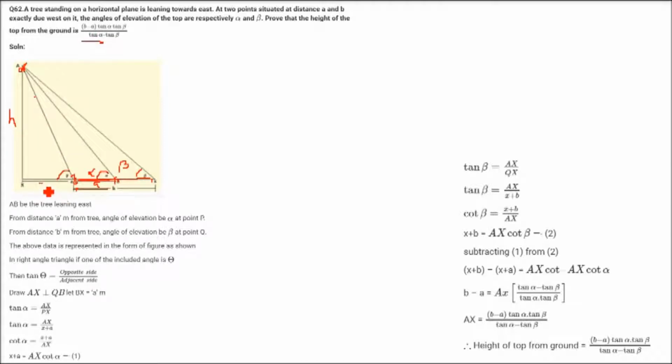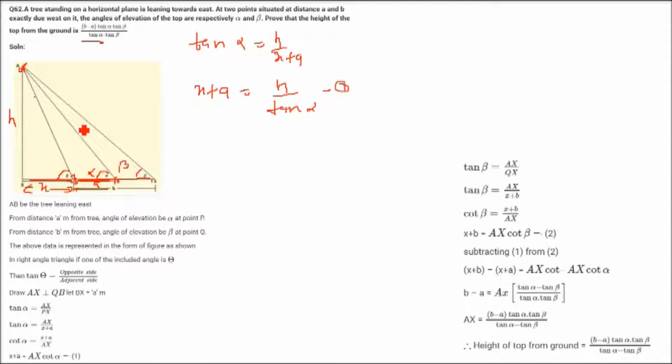So let us take this as, say, x, from here to here. I am taking the first triangle, that is this alpha. So tan alpha will be what? Perpendicular, that is h, by base. This is a and this is x, so x plus a. So what do we get? x plus a equal to h by tan alpha. This is our first equation.